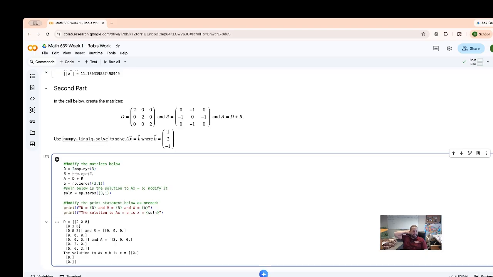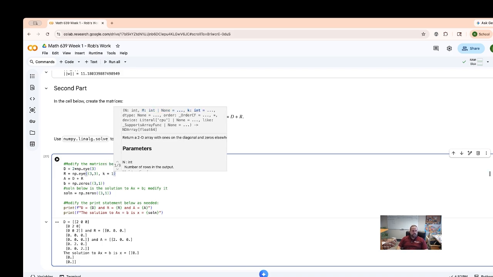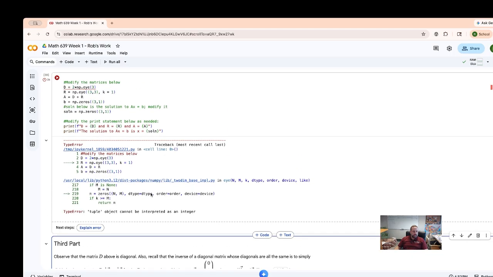So this isn't giving us a bad suggestion. This is saying do minus np.eye. So I'm going to say np.eye, and I want the dimensions to be 3 by 3. And now I'm going to say k is equal to 1. Let's see what happens when we do this.